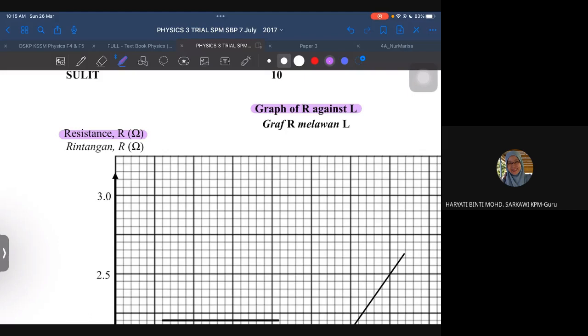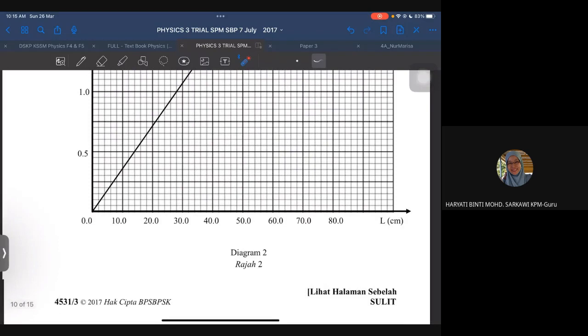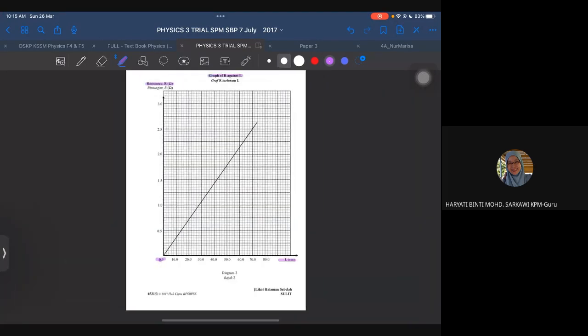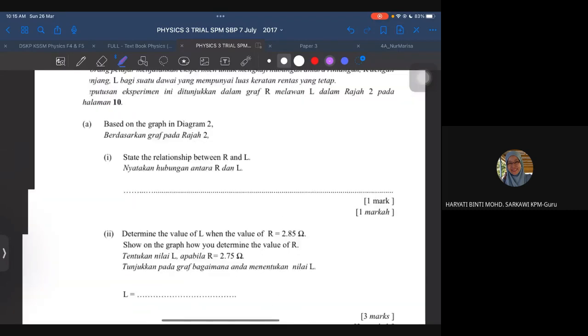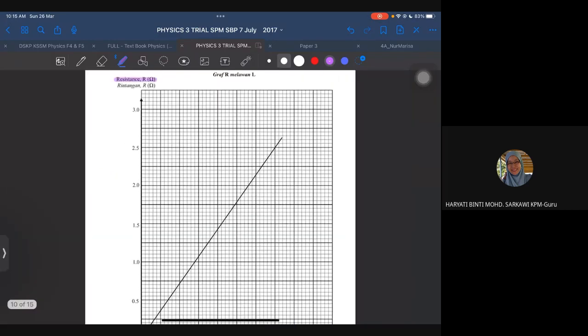Here, you can see the graph already shows you. The symbol that we use is R. The name of the physical quantity is resistance, and this is the unit, ohm. Then the horizontal axis is length, in centimeters. Now you see the graph starts from 0, and it's a straight line. So first question: state the relationship between R and L. What is the answer?